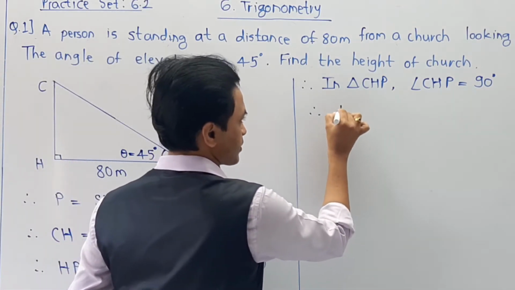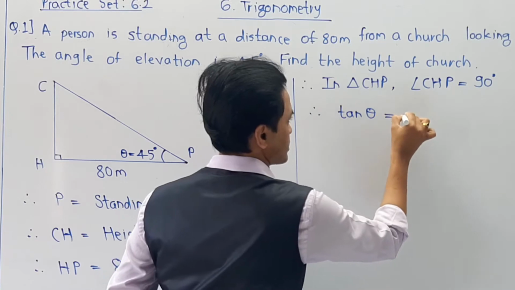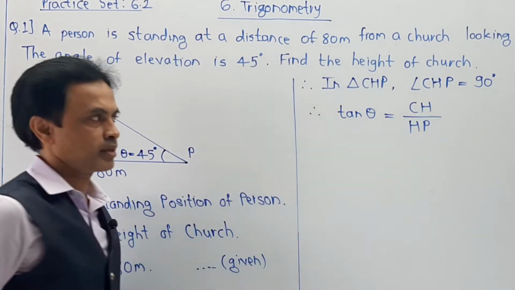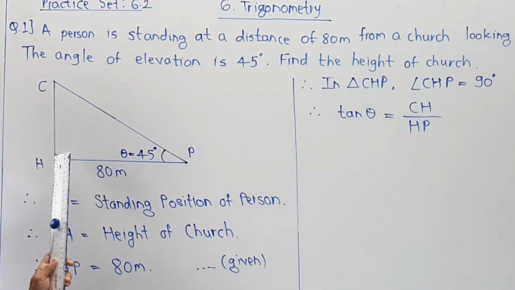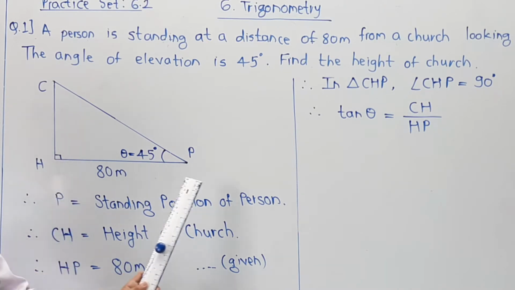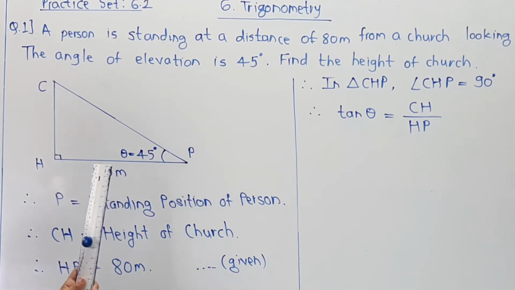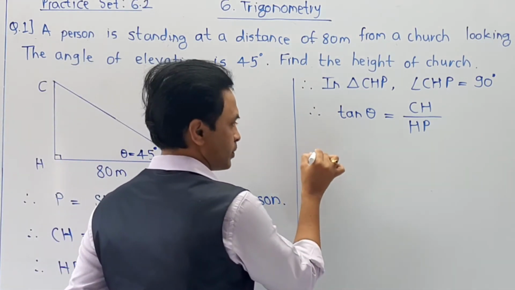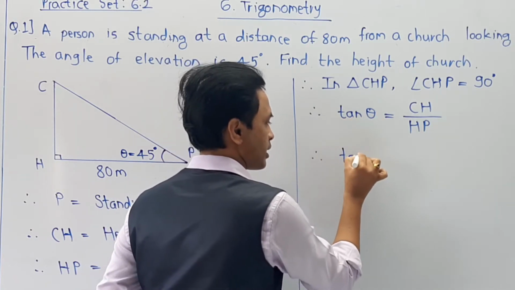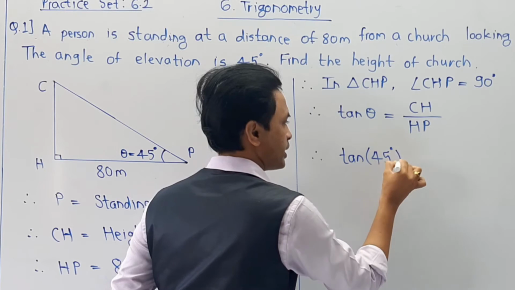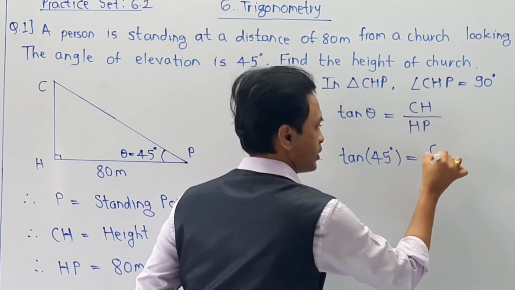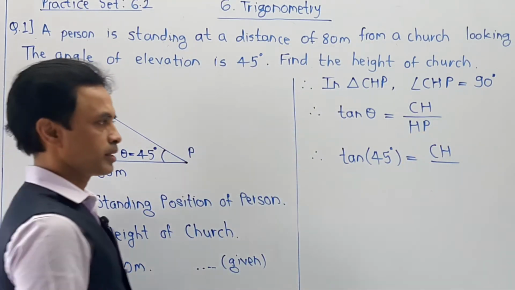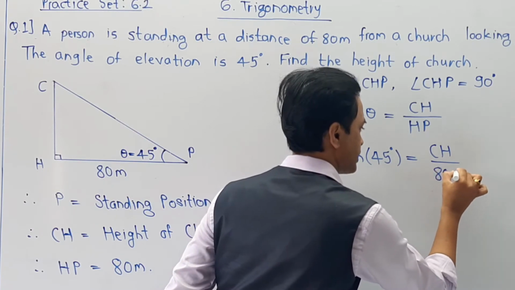Therefore, tan theta is equal to CH upon HP, where CH is nothing but the height of the church and HP is nothing but the distance from the church to that respective person. Putting in the values, our theta is 45 degrees. So tan 45 degrees is equal to CH, which we don't know. But fortunately, the value of HP given is 80 meters. So writing that as 80 meter.